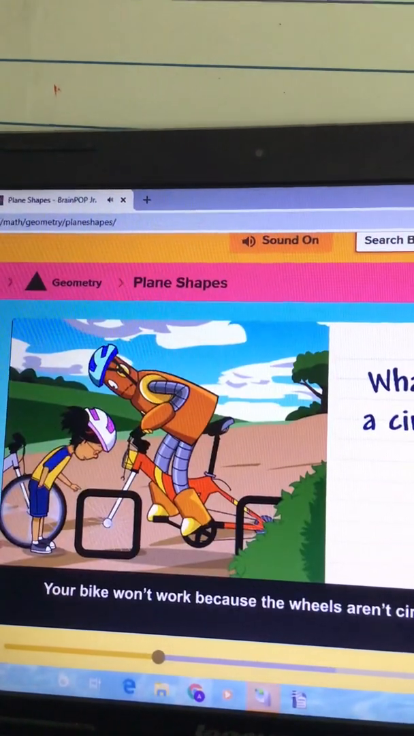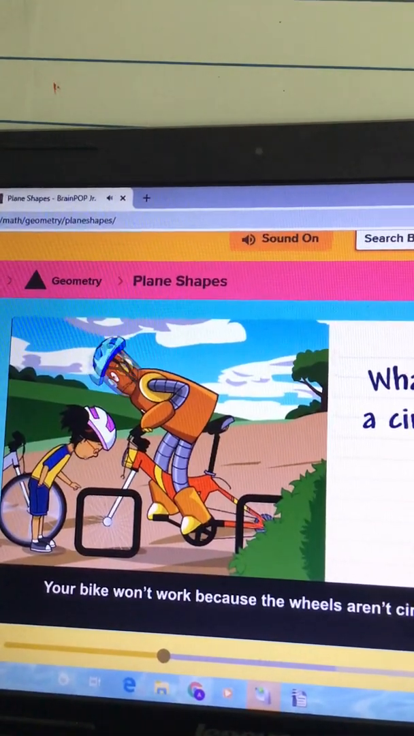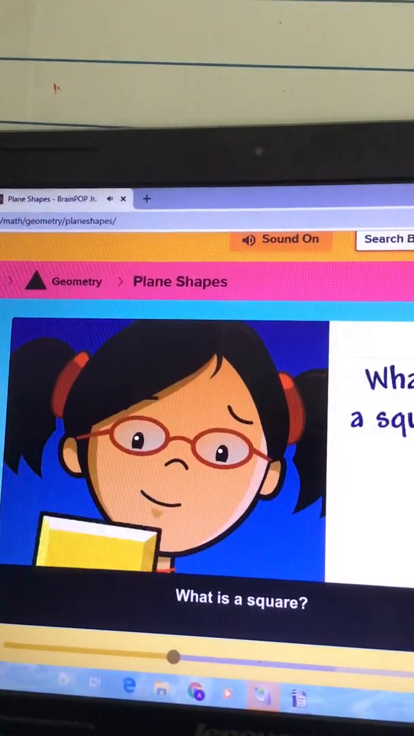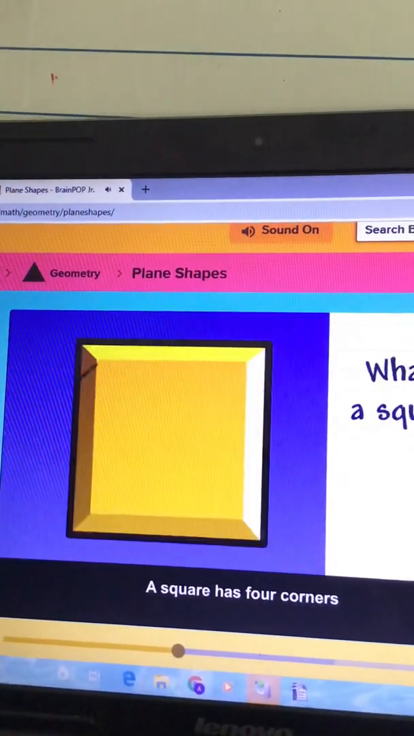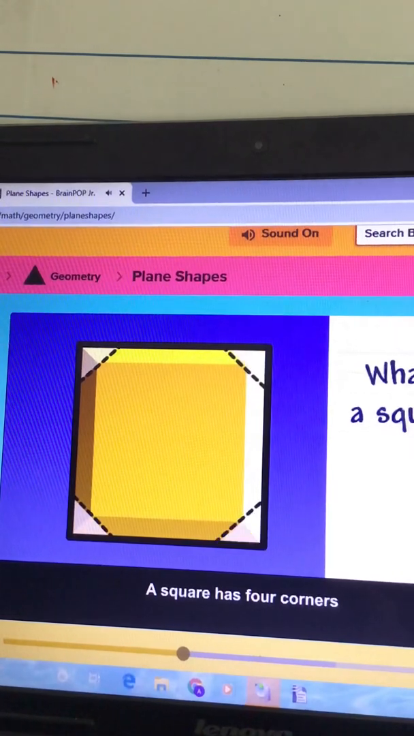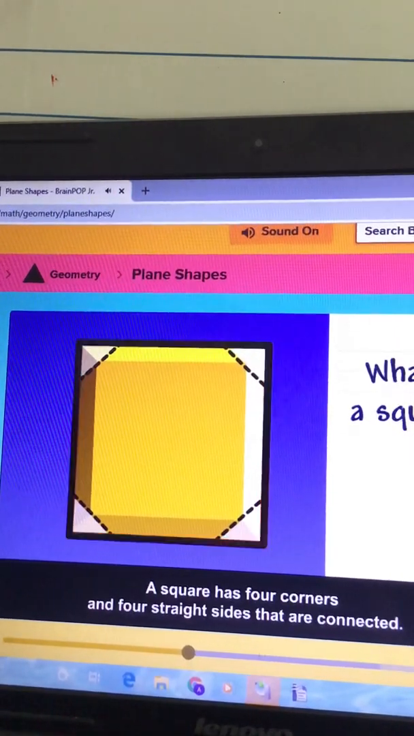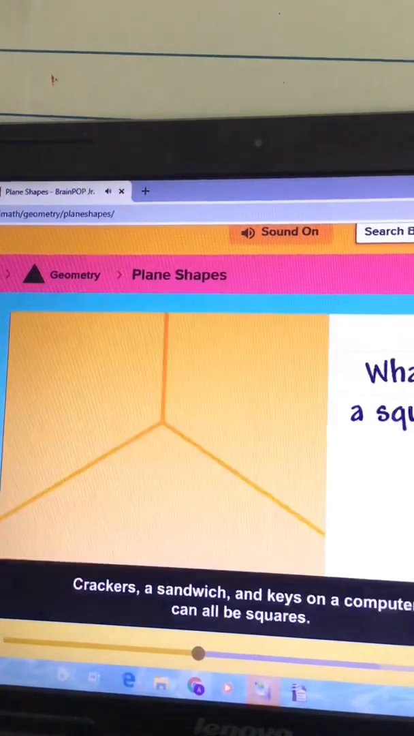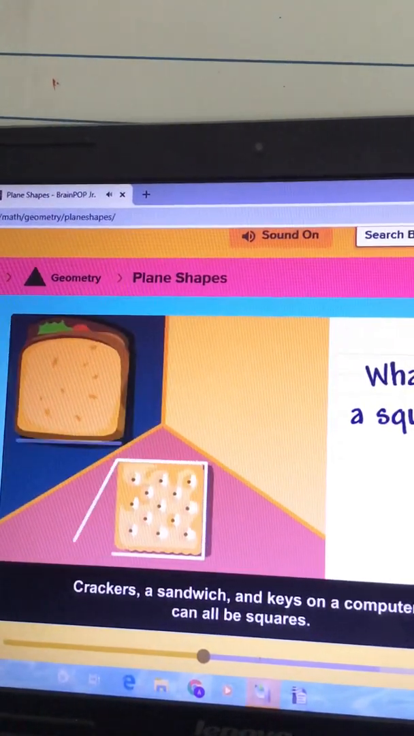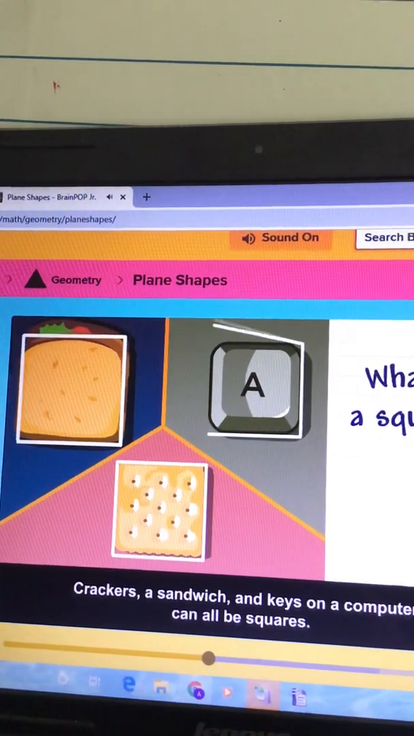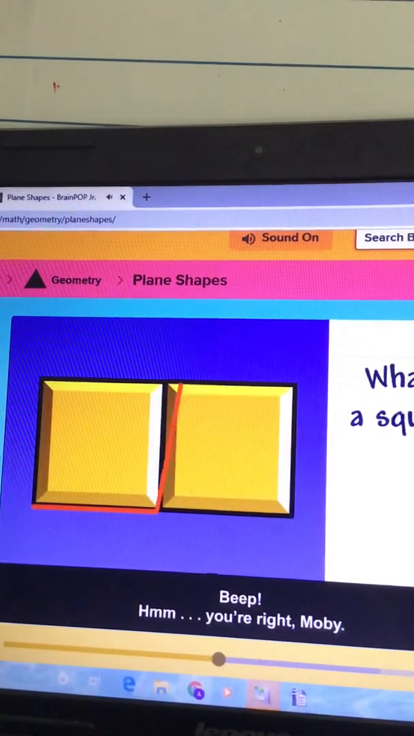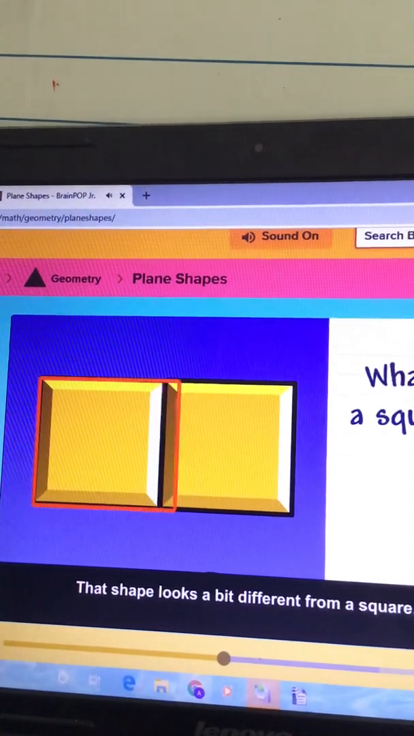Your bike won't work because the wheels aren't circles, they're squares. What is a square? A square has 4 corners and 4 straight sides that are connected. Each side is the same length. Crackers, a sandwich, and keys on a computer can all be squares. You're right, Moby. That shape looks a bit different from a square.